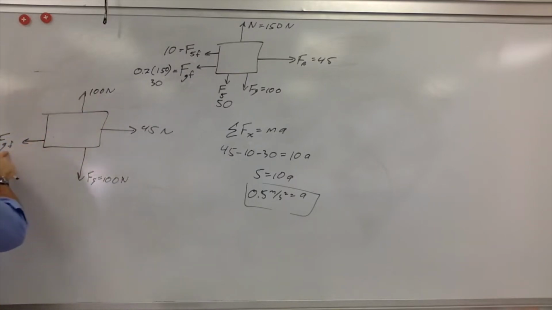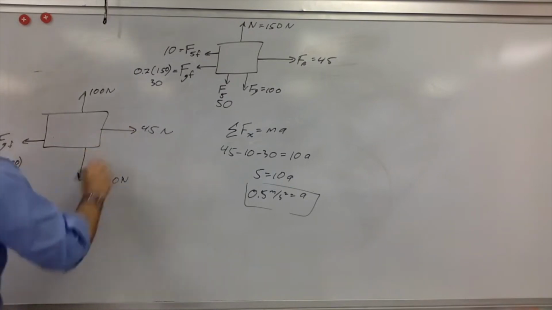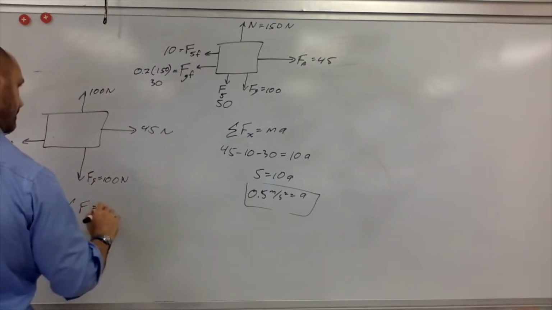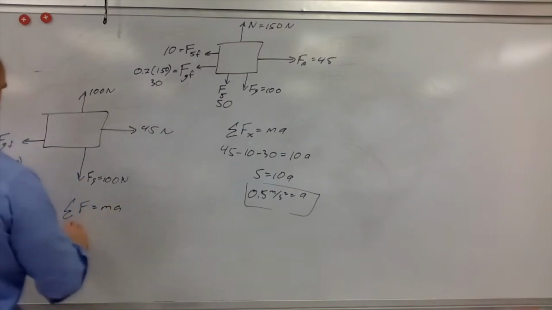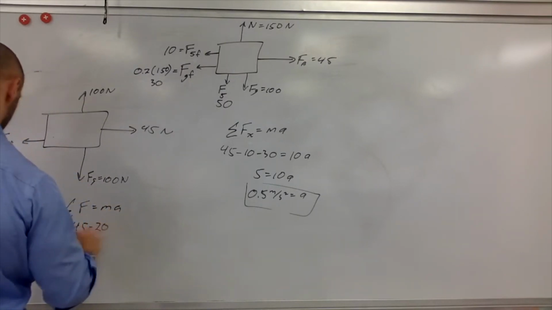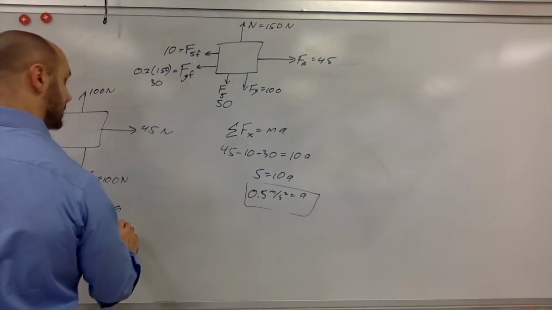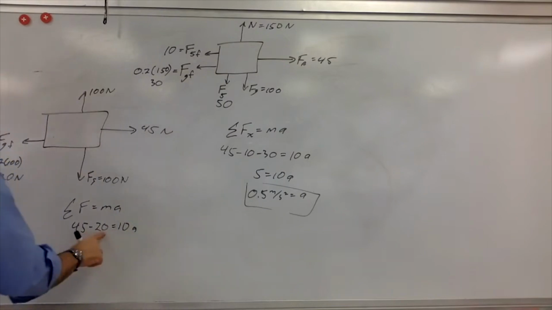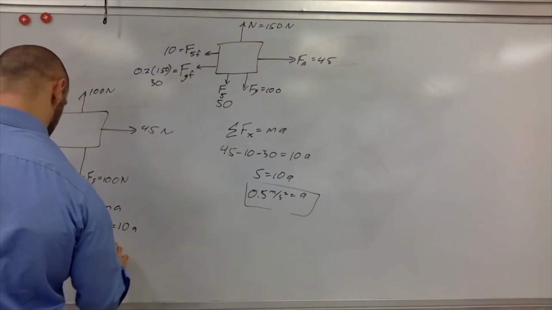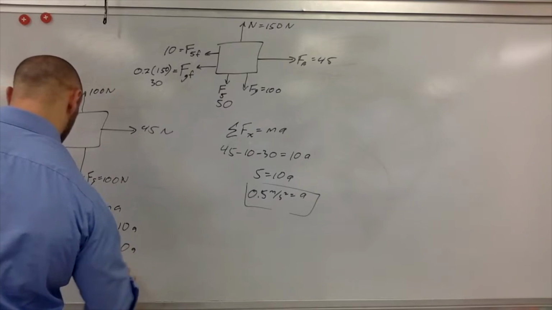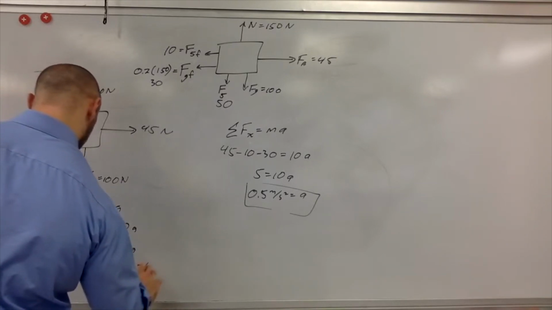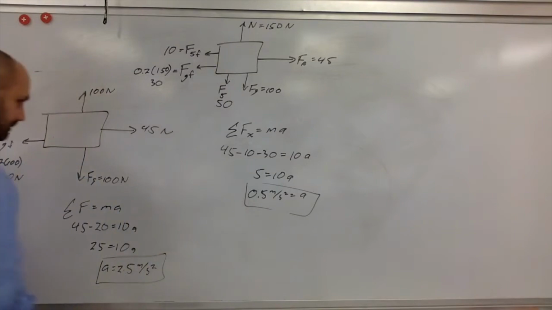That means the force of friction, I don't have this friction anymore. So this one is going to be 0.2 times 100. It's a different normal force now. So this is 20 newtons. So the net force equals ma. The net force, though, is 45 minus 20 newtons, minus this one, equals 10 times a. So this is 25 is 10a. So a is 2.5 meters per second squared. Okay.